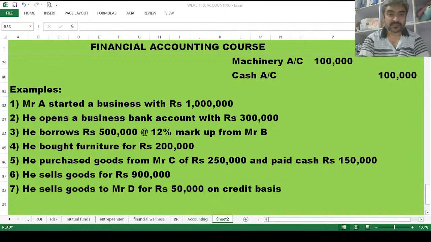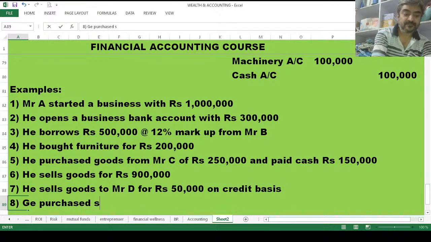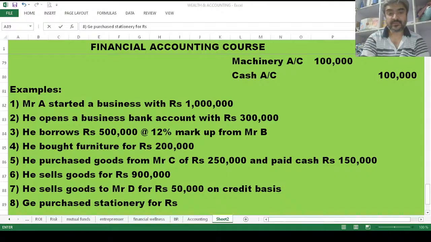The next transaction is he purchased stationery for rupees 30,000.